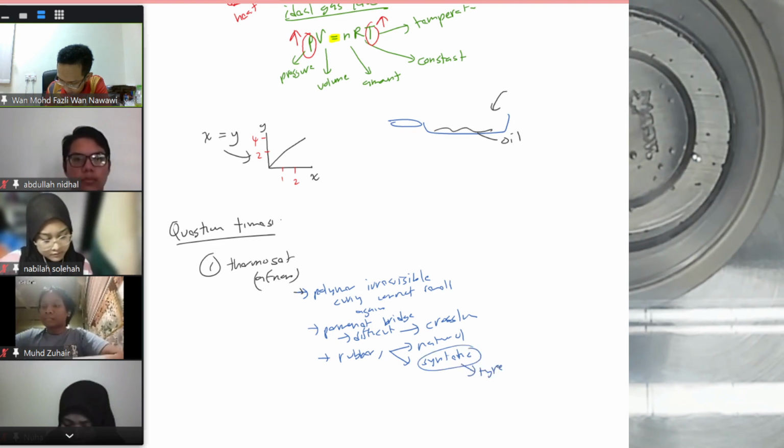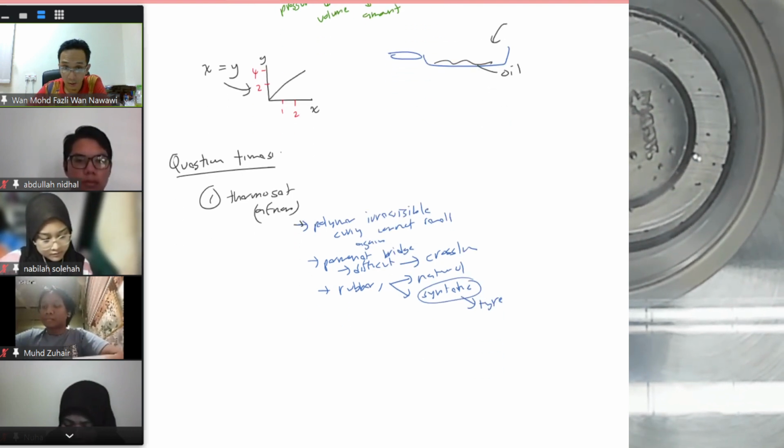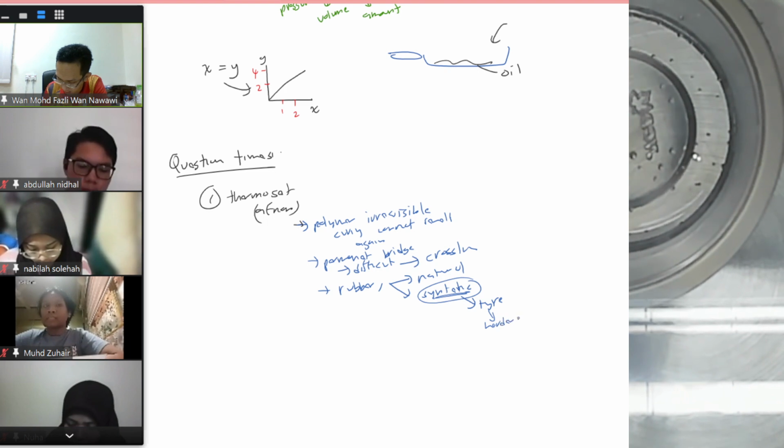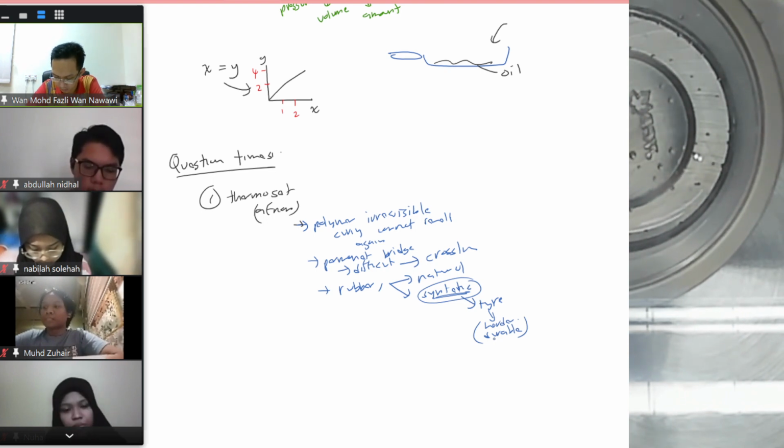The difference between synthetic and natural rubber is that synthetic rubber, which is the car tire, is a lot harder and much more durable. So when you press the car tire, it is harder to press it down. Yeah, it is harder to change the shape of it.